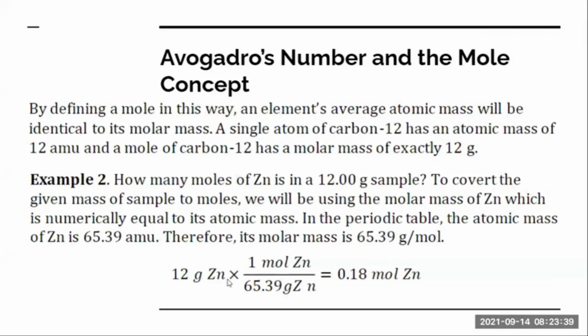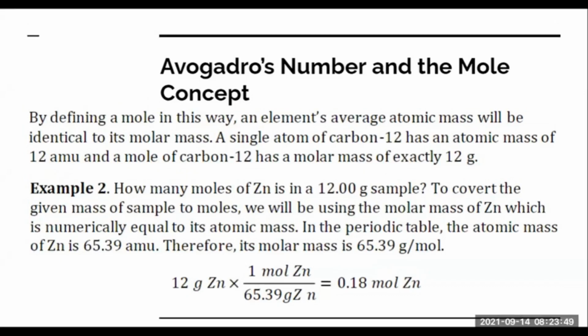So the number used here is 65.39. Anyway, there is a lot of rounding off in these numbers, so you may notice that these are not exactly the same with each other. Sometimes there is one decimal point that differs. Anyway, we're trying to look for the number of moles in 12 grams of zinc. So we have here 12 grams of zinc times the atomic mass.